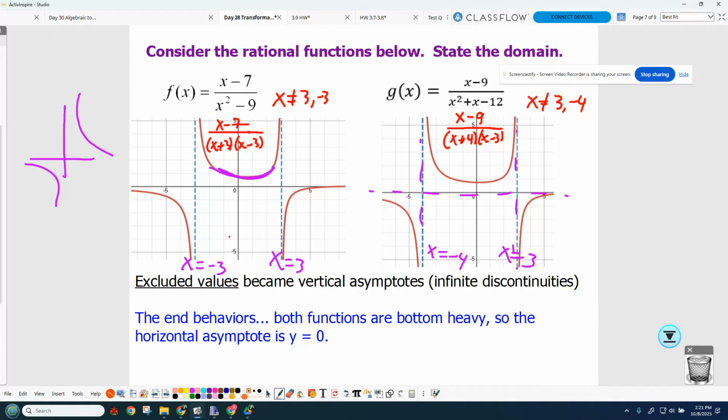So, if you can still find the domain, like what's kicked out of the domain, that is the first step to identifying the vertical asymptotes. Solve for this when it's 0. X equals -3 and x equals +3. Those are the equations for your vertical asymptotes.